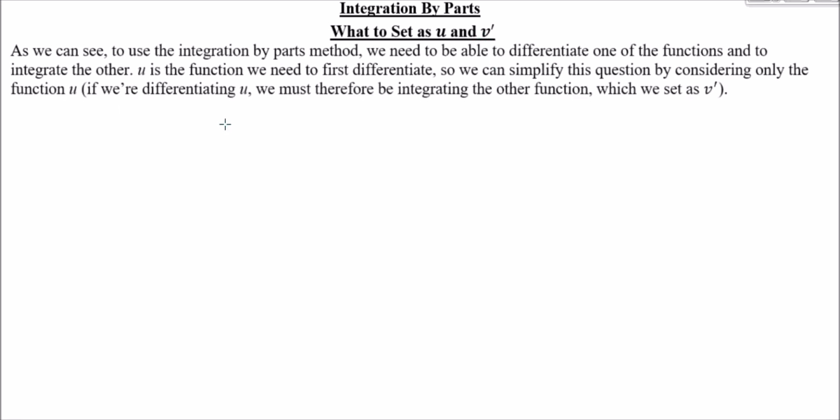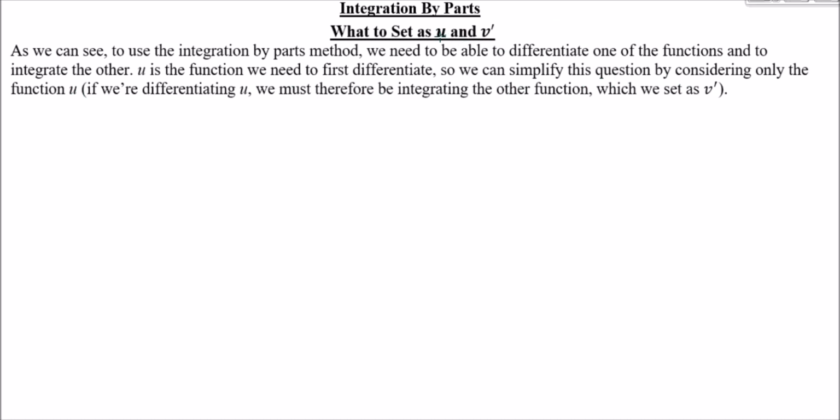So, what to set as u and what to set as v dashed? As we can see, to use the integration by parts method, we need to be able to differentiate one of the functions and to integrate the other. So u is a function we need to first differentiate to get the u dashed from the u. So we can simplify this question by just considering only the function u. In other words, if we can just figure out what to assign as u, we therefore integrate the other function, and the other one must therefore be v dashed. So let's focus on what to set as u.